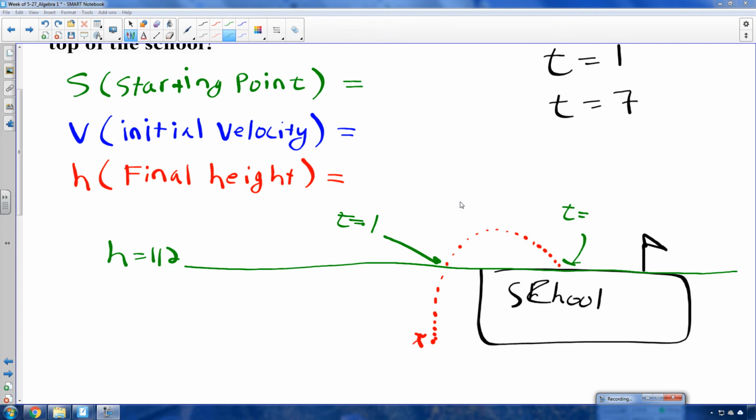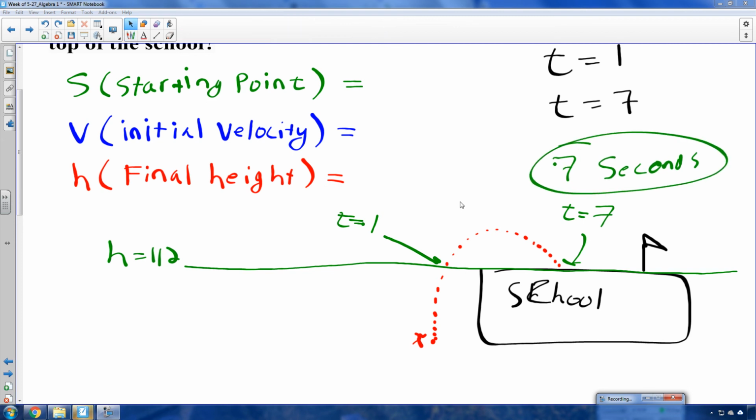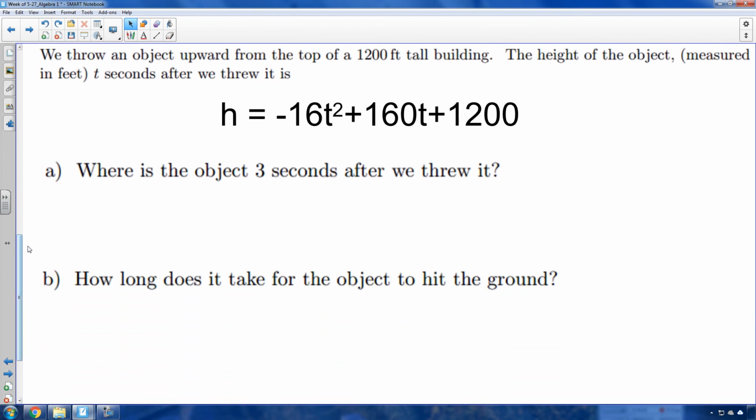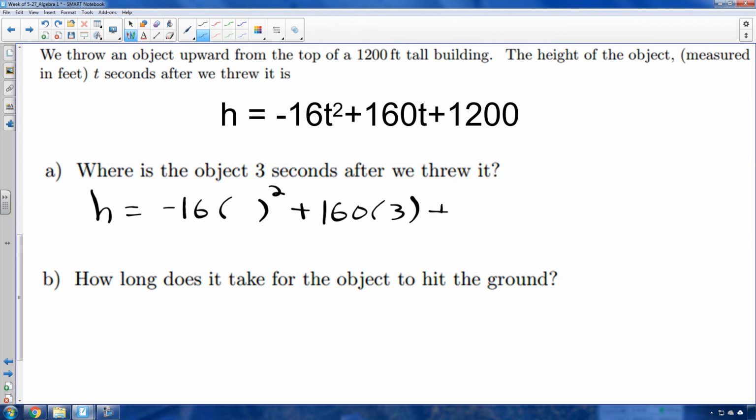7 seconds. Okay? So we're kind of running out of time here. I was planning to do this problem for you. I will at least show you what we're trying to do. We're trying to find h when t is 3. So I want to plug in 3 there, and I want to plug in 3 there as well. This is 3 seconds after we threw it, and then we want to figure out that answer. That's where the object will be, how high up it will be.